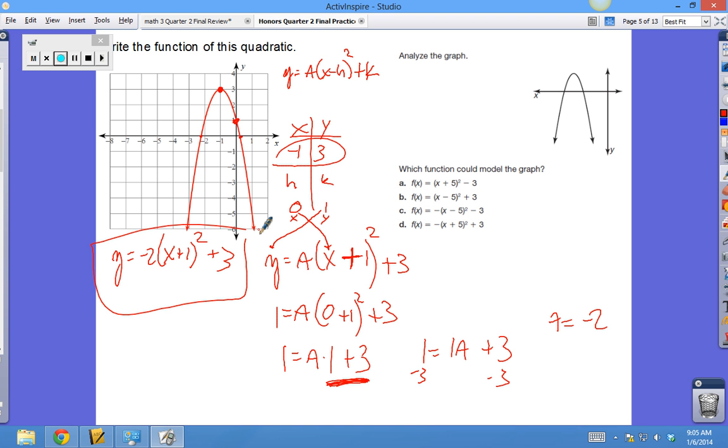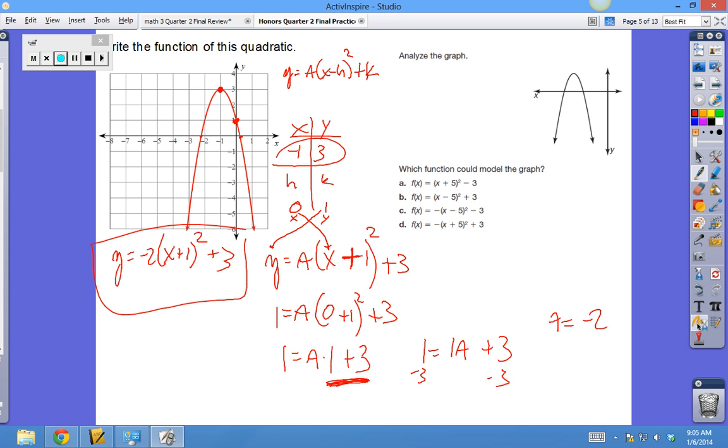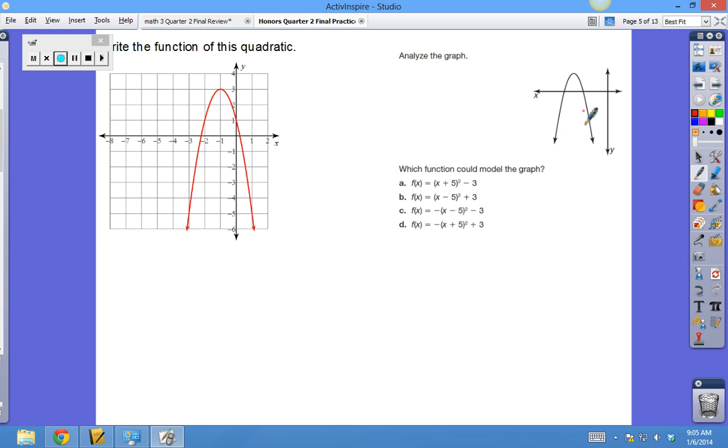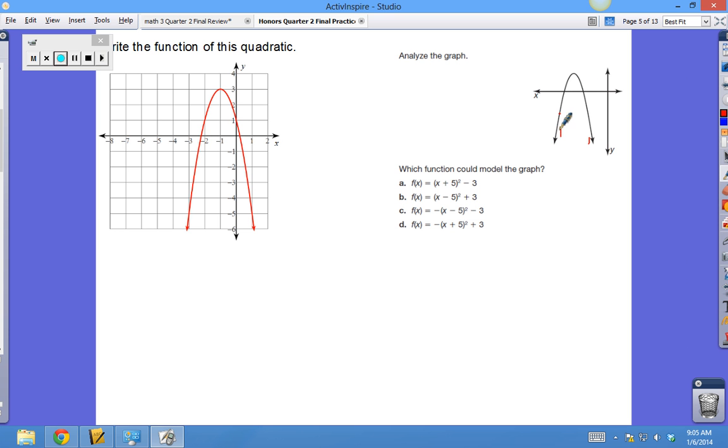There you go. Okay, this next one, A, B, C, D, which of these could be that graph? So let's look at them. I know this graph is concave down, so I know a has to be negative. So I'm looking right here, and I'm liking C and D, so I'm going to eliminate A and B because they are positive.